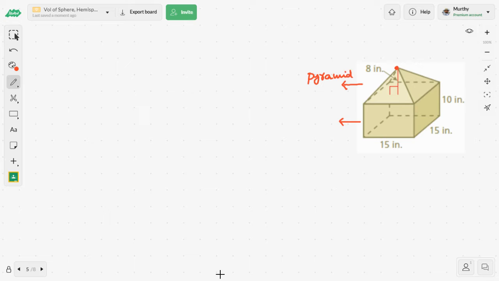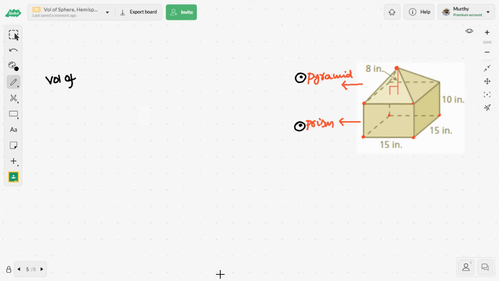right? And the bottom figure, the base and the top, these two are the same, right? Therefore, this is a prism. So you have to compute these two volumes separately, and then when you combine, you get the total volume. So you know how to find the volume of a pyramid.